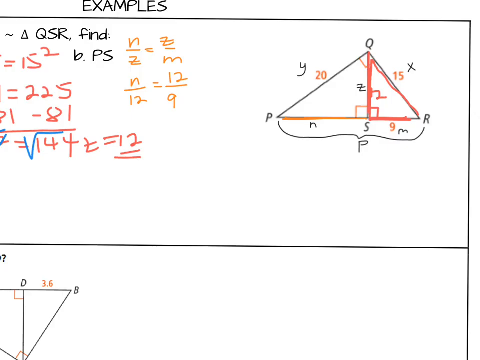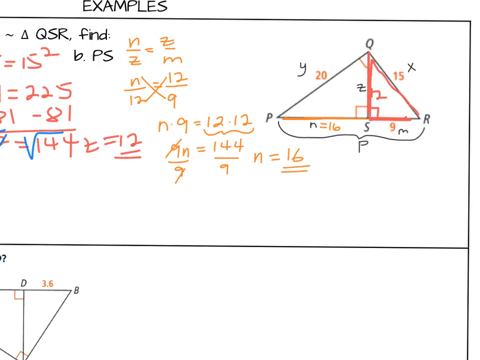From here, we're just going to cross multiply. N times 9 equals 12 times 12. Again, if you grab your calculators, 12 times 12 is 144. And if we divide both sides by 9, 144 divided by 9 is 16. That's the length of PS, 16.